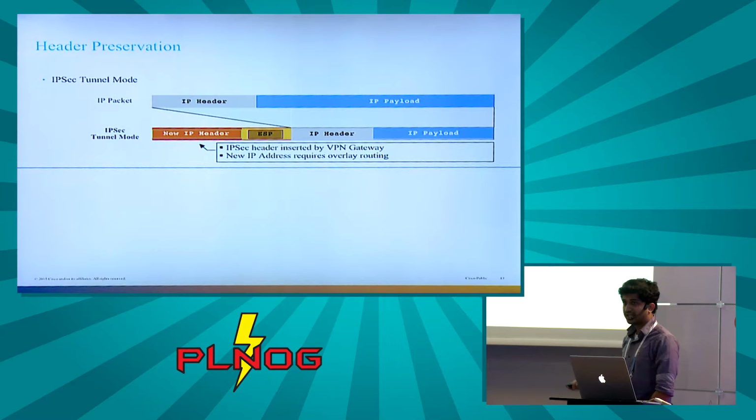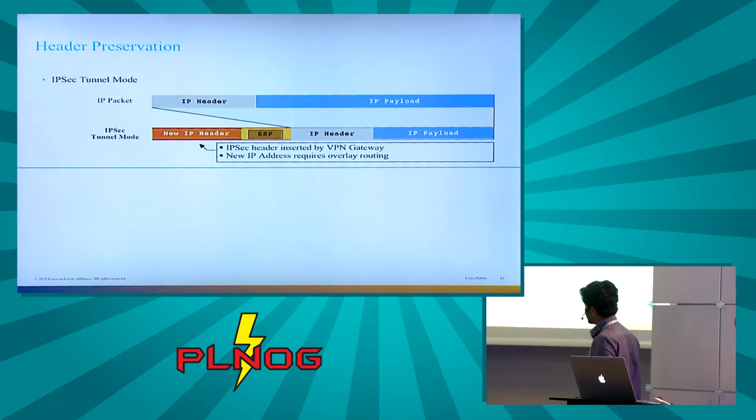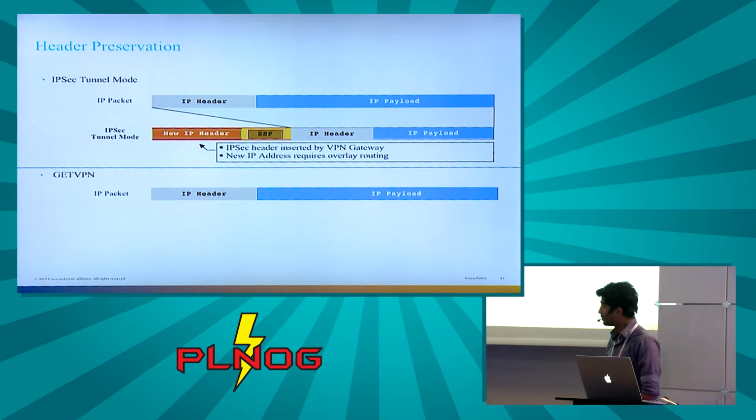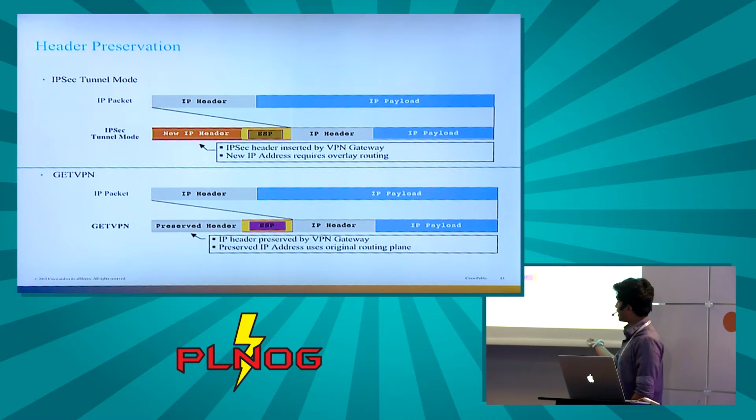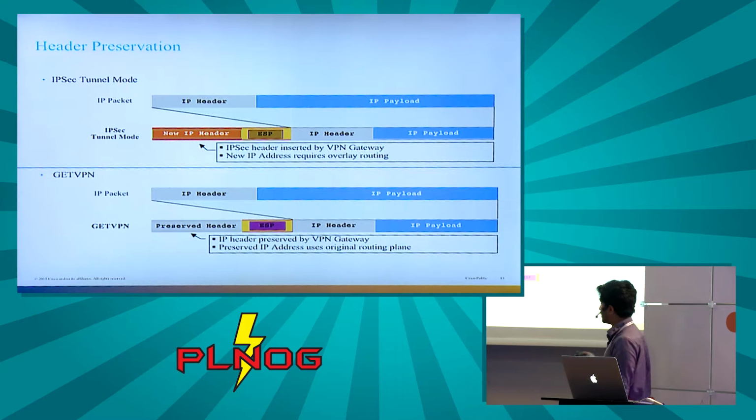But in case of GETVPN, as I already mentioned, you have the underlying routing network from end to end. So you have the original IP packet, you encrypt it, encapsulate it within ESP. But before you do that, you take the original IP header and you preserve it. So you basically copy and paste it. With this, any marking that you have in the original IP header is preserved. So you can use the QoS marking. And we can make use of the underlying routing infrastructure provided by your private network.